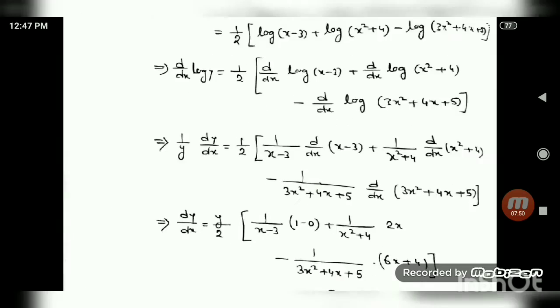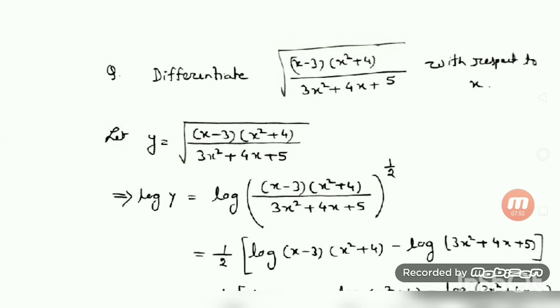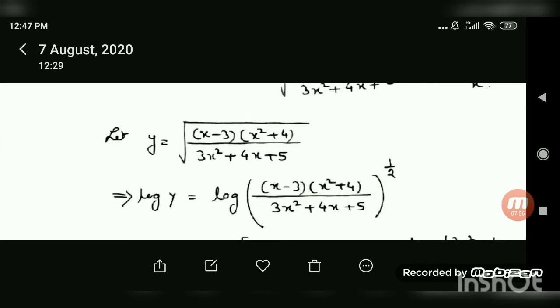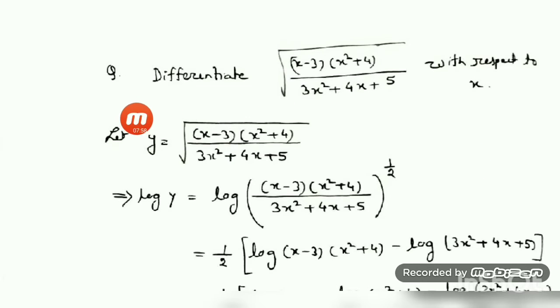Okay, now I give you some examples. After that I will proceed to the exercise of our textbook. Okay. So, I just give you the first example. Differentiate under root x minus 3, x square plus 4, 3x square plus 4x plus 5 with respect to x. This is a large function.